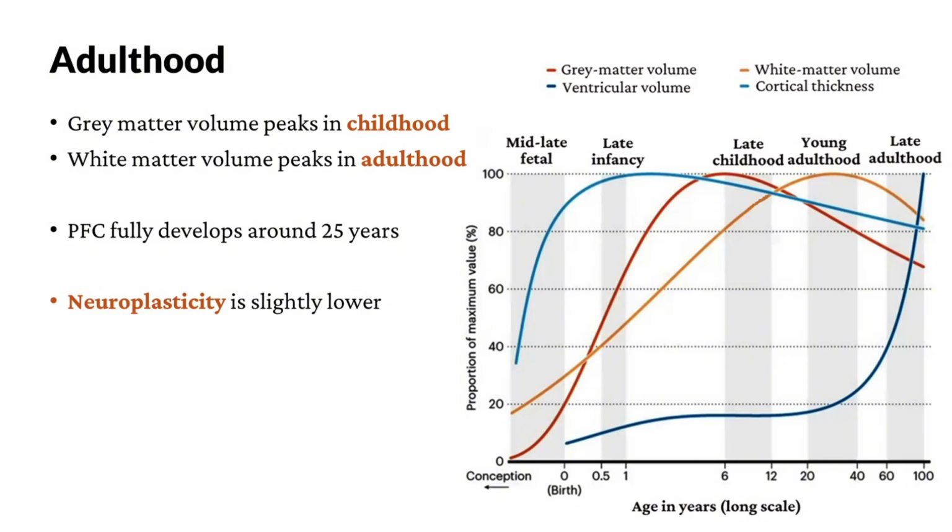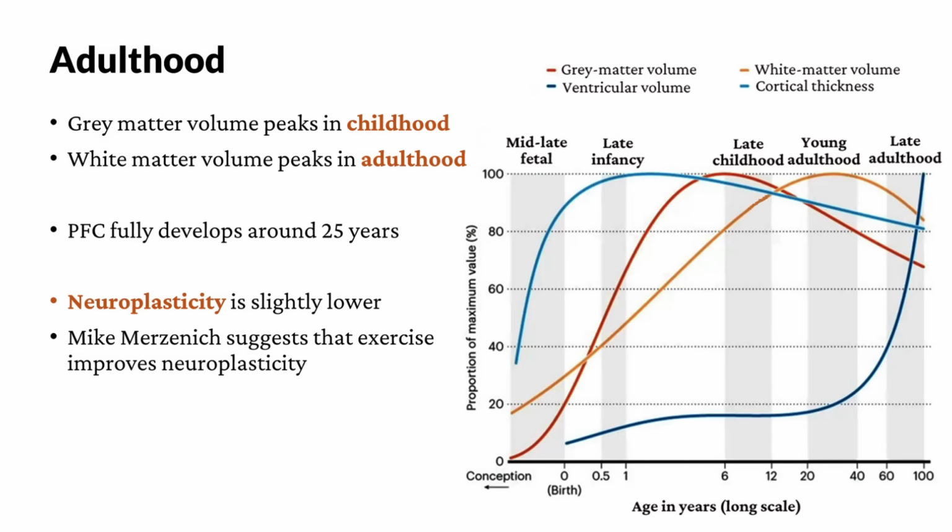Neuroplasticity is slightly lower in adulthood. However, we can still form new memories quite efficiently. Mike Merzenich, a scientist, suggests that exercise can actually improve neuroplasticity, even into the aging phase. So exercise seems very useful.